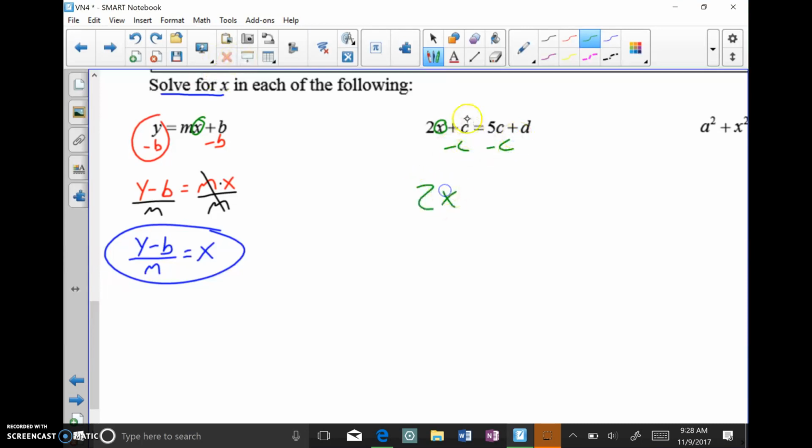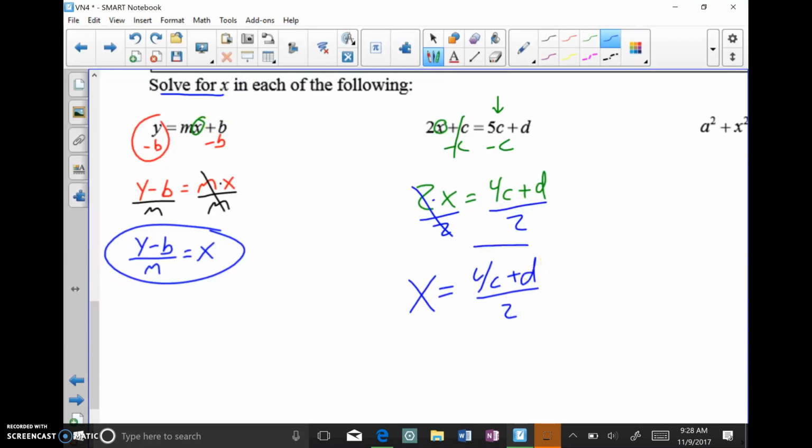Now, on the left, that'll cancel out and we just have the 2x. But on the right, notice that when I did y minus b, I couldn't combine them, but there is a c term over here. So I can combine those like terms. So that 5c minus c becomes 4c. And plus d still just plus d. And then the last thing here again is get rid of that coefficient. I'm going to divide. So the final answer here is x equals 4c plus d divided by 2.